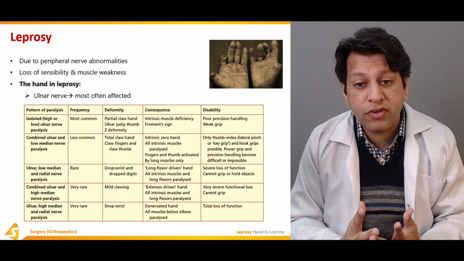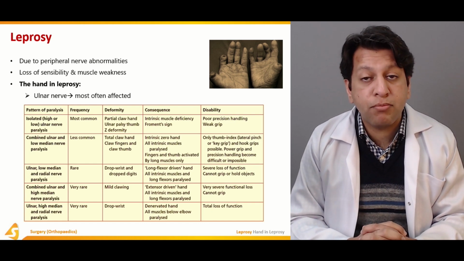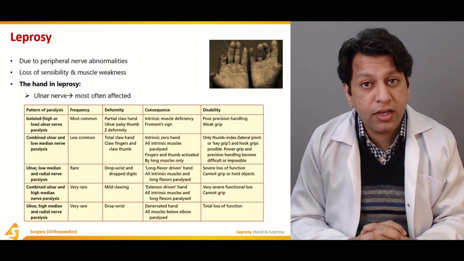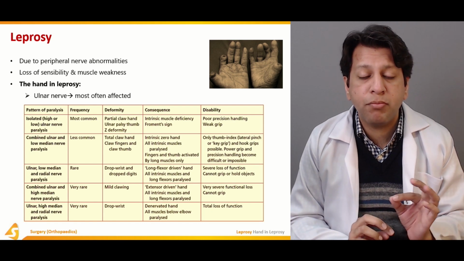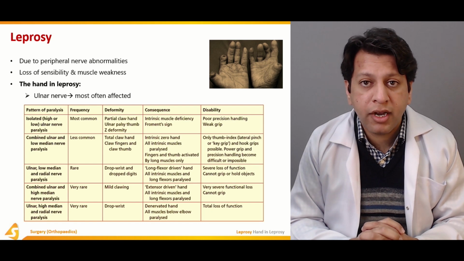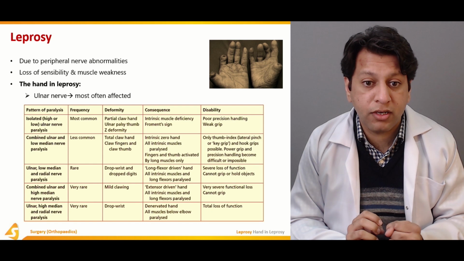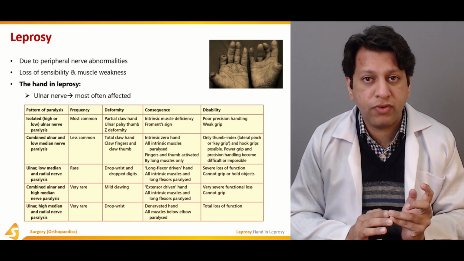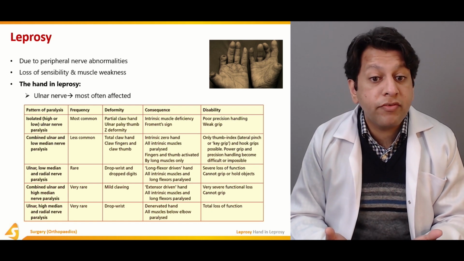There is loss of intrinsic muscle function with positive Froment sign. The problem is poor precision handling and a weak grip. Although the median nerve and radial nerve are functioning, the patient can pinch or at least make some movements with the hand. Although the grip is possible, it is weak because the ring and the little finger are not working properly.